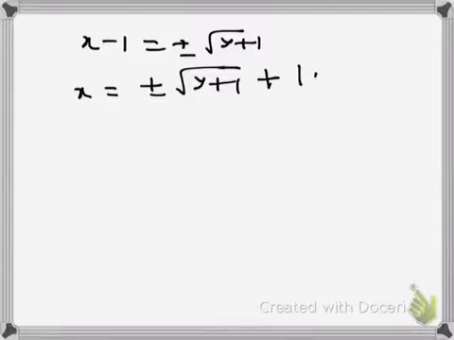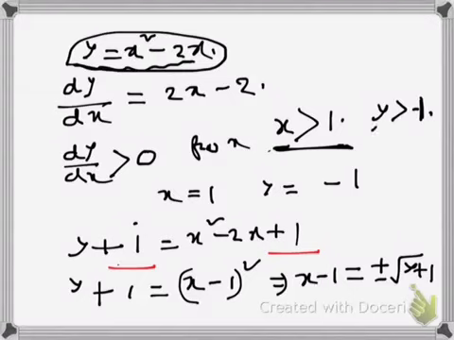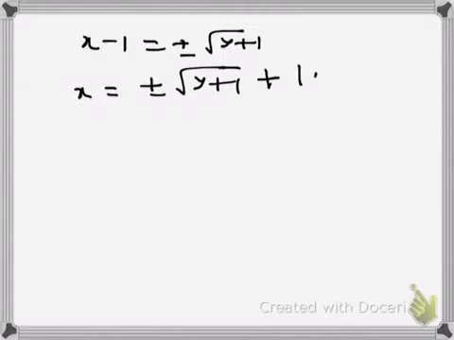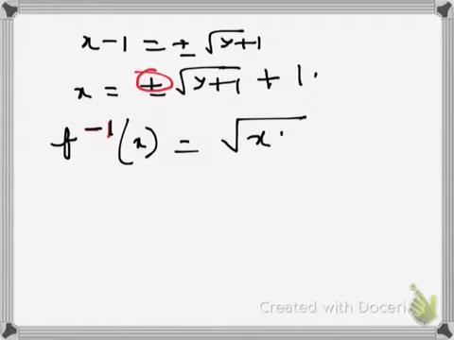Now for it to be monotonically increasing, we saw that y was greater than negative 1. So our inverse function is becoming, we just have to take the positive sign here, so that will be just this one. So the inverse function is, of course I will have to change y with x, so that's the inverse function here.